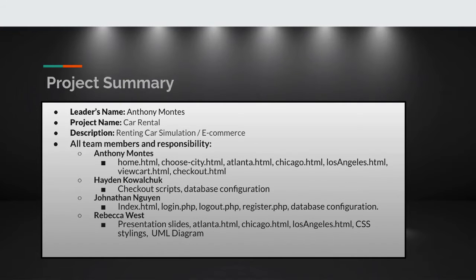Johnathan Nguyen did the index HTML file with the login functions using PHP and database configuration. Rebecca West did the presentation slides and helped me with the Atlanta and Chicago and the other city HTML files, but did most of the CSS stylings and also did the UML diagram.